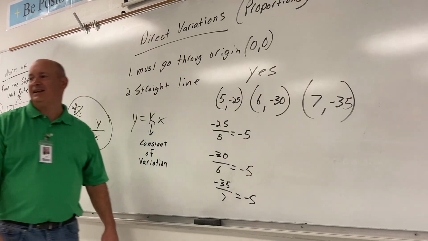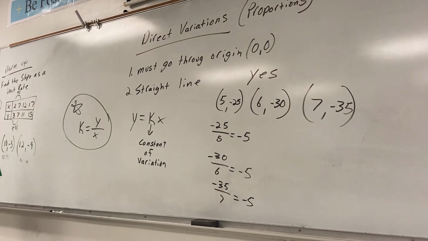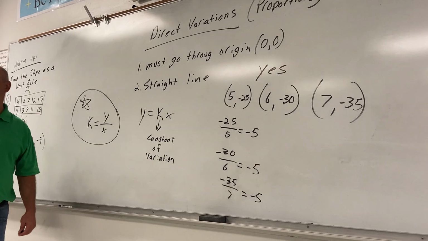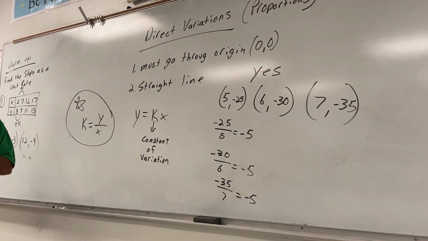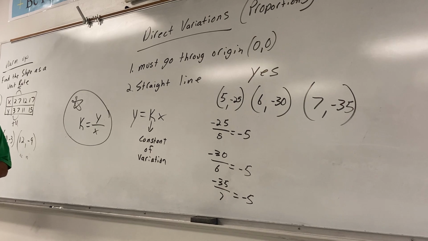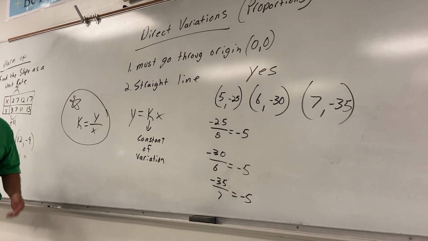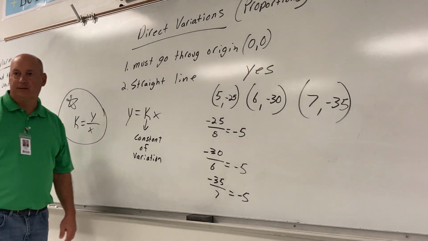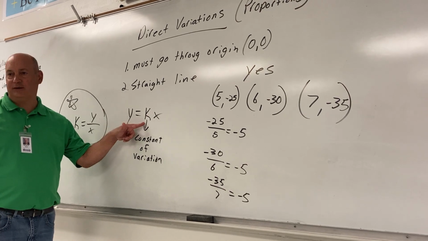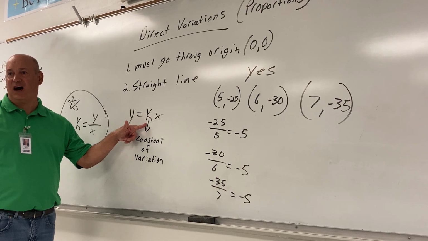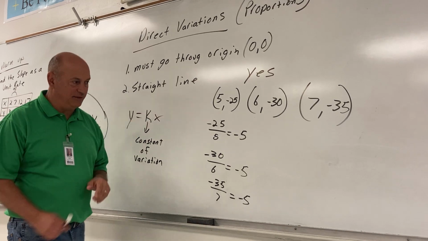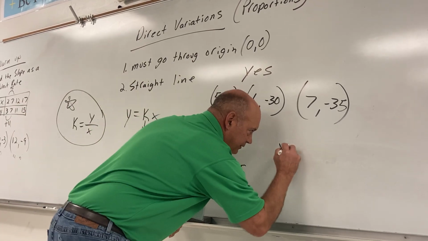Who could help me write the equation for this direct variation? Somebody besides Porter. Porter's already out. Tucker's already out. Jinx is already out. Somebody new. Crosby. Y equals negative 5x. My man. All you gotta do is replace that K with negative 5. Y equals negative 5x would be the correct equation.